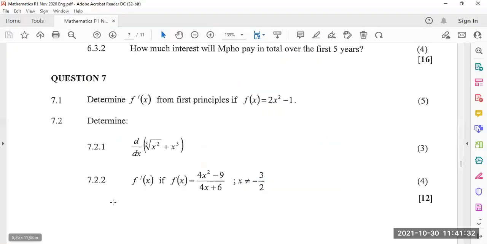Now moving on to 7.2.2, they want us to determine f prime of x, if it is given to us that f of x is equal to 4x squared minus 9 all over 4x plus 6, and x is not equal to negative 3 over 2. If x becomes negative 3 over 2, I take it that the whole thing is going to be undefined, so x is not equal to that, right? So let's carry on with our calculation and see what we are going to have.